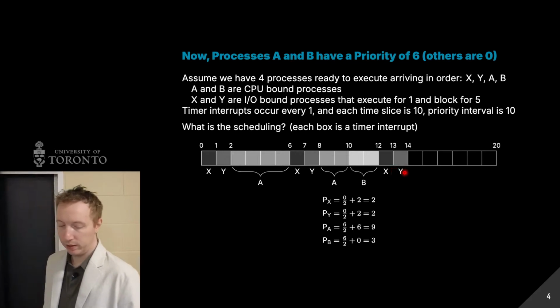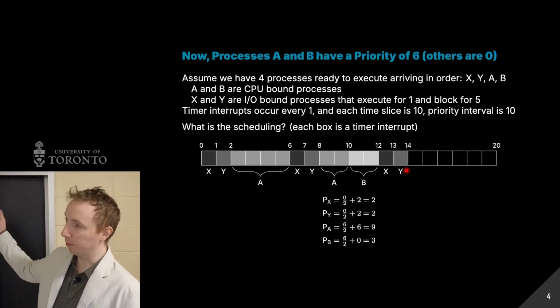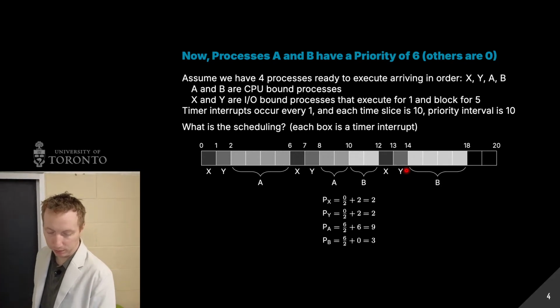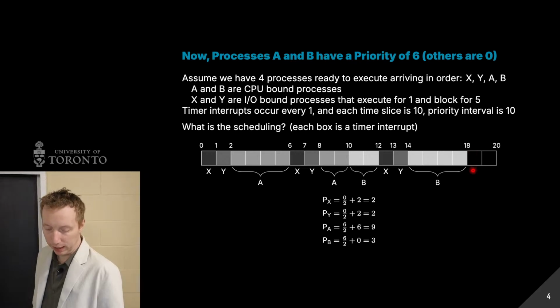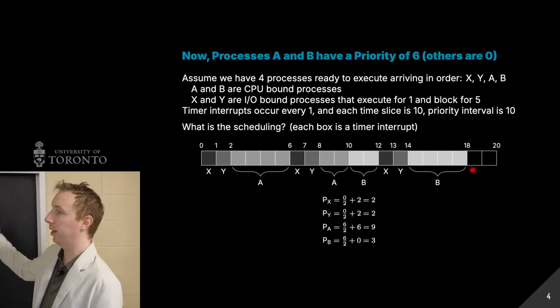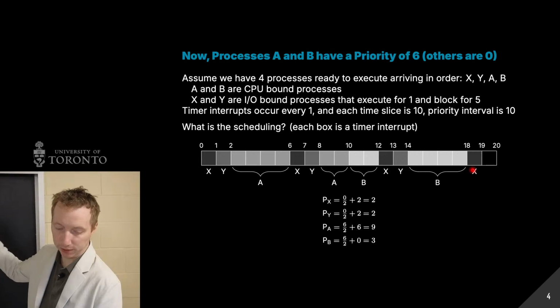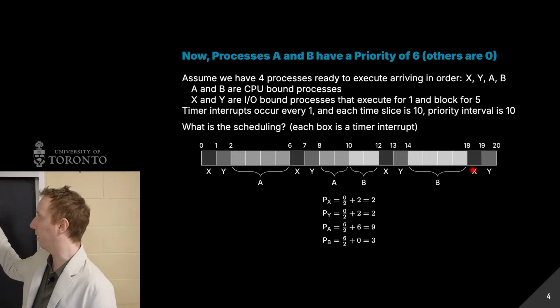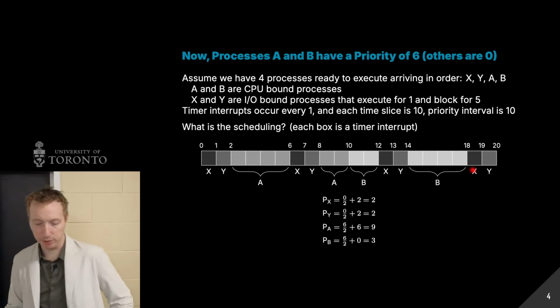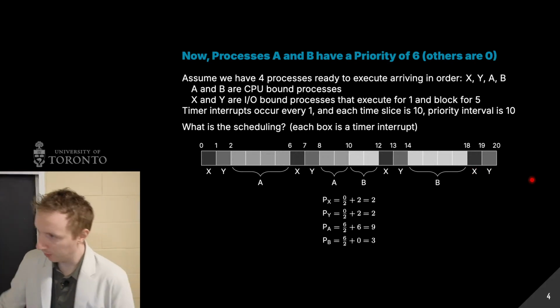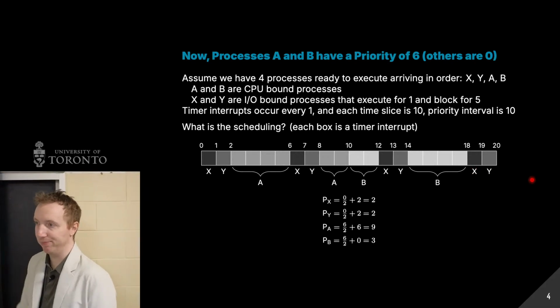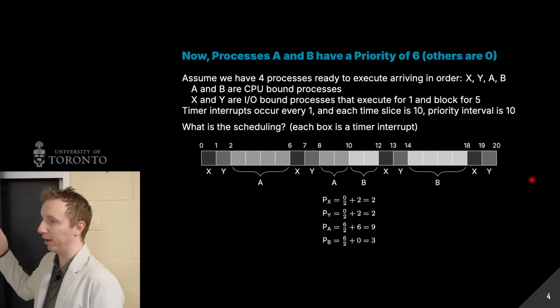And then at time 14, we only have the option between A and B again, so we will go with B. And then at time 18, X is ready again, so for the same reason, we'll kick out B. And then at time 19, Y is ready, so we will go to Y. So questions about that? Just another flavor of kind of round robin.